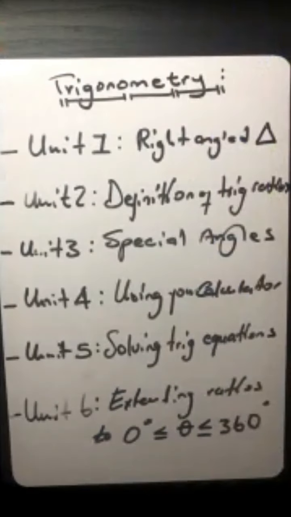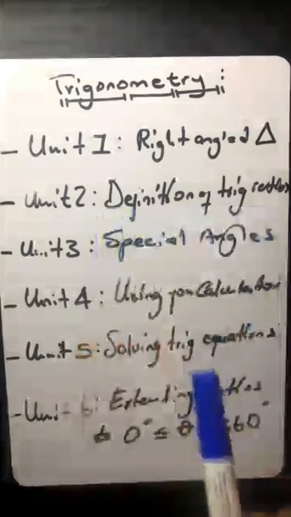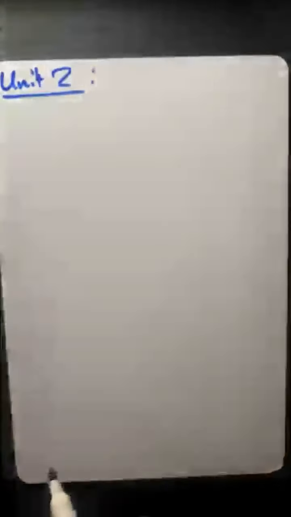Because I've just noticed that you discovered some additional info regarding a right-angled triangle. Let's try to talk about definitions of trig ratios. Maybe you might also discover something new there. So let's see. We now discuss unit number 2.